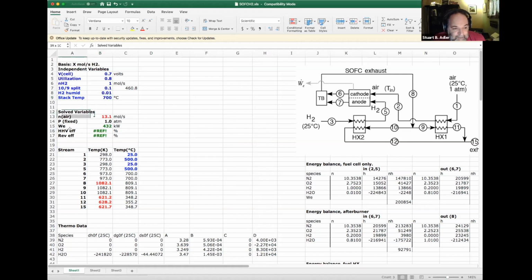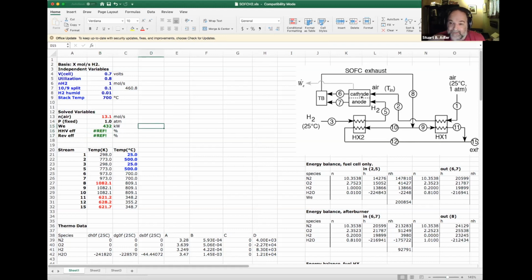And then down here, I have variables that I am solving for. I haven't quite finished this yet, but I have the air flow rates. This is one of the things we're solving for. How much air do we need to go through the stack to keep it at steady state? How much electrical work are we going to get out of the stack when we're all done? And then other things like the higher heating value efficiency or the reversible efficiency. We'll come back to calculating that.